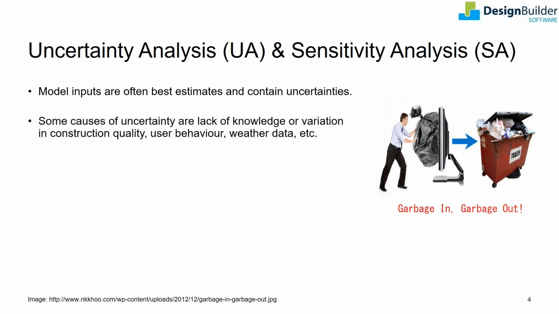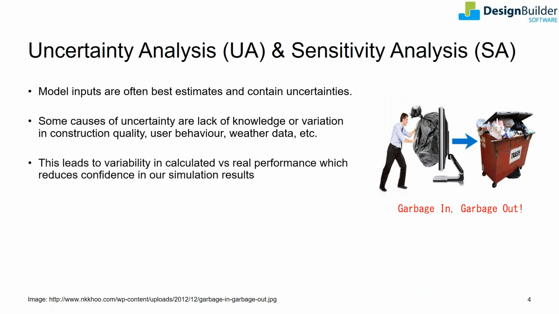Uncertainty in the input variables can be due to lack of knowledge at design stage or unpredictable variability that can happen during construction and operation. These may relate to construction quality, user behavior, weather data, etc. Despite the best efforts in estimating the input values, it is often the case that the simulated results are very different from the actual performance, thus leading to and contributing towards the issue of the performance gap.